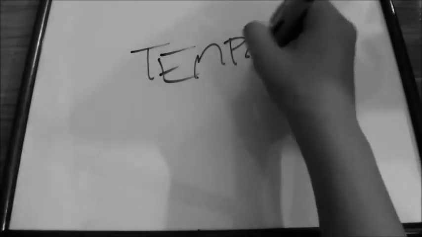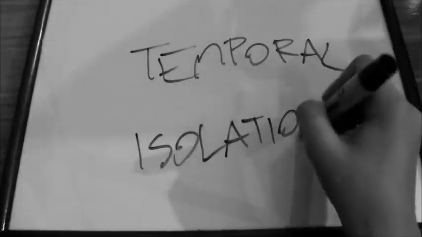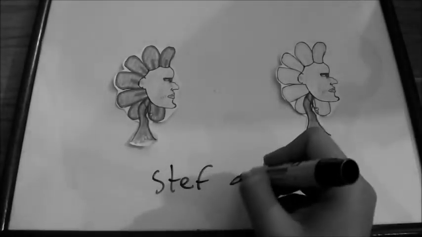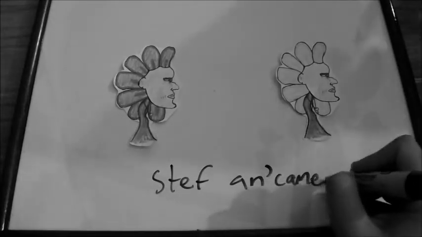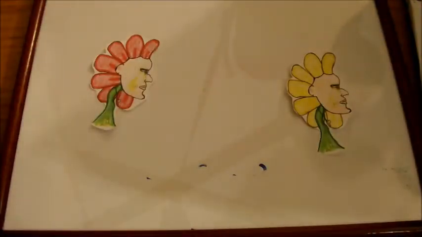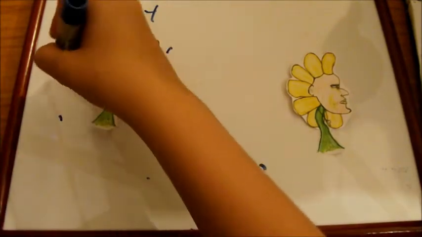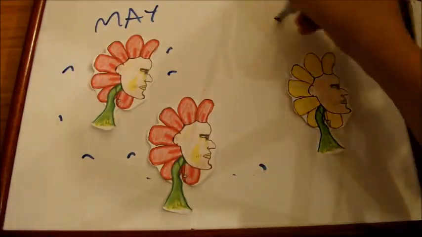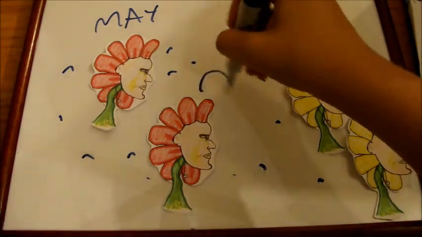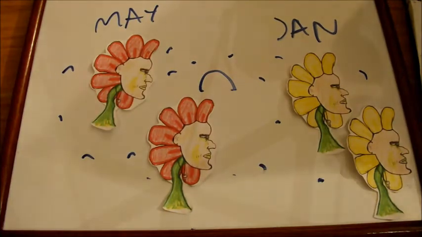Last but not least, temporal isolation. This mostly happens in plants and works when two populations do not reproduce at the same time, so they never get to reproduce. For example, these two populations of plants, the Stephan camerons, each pollinate at different times. The red do in May, and the yellow in January. Therefore, they will never get to reproduce, even if they are growing next to each other.